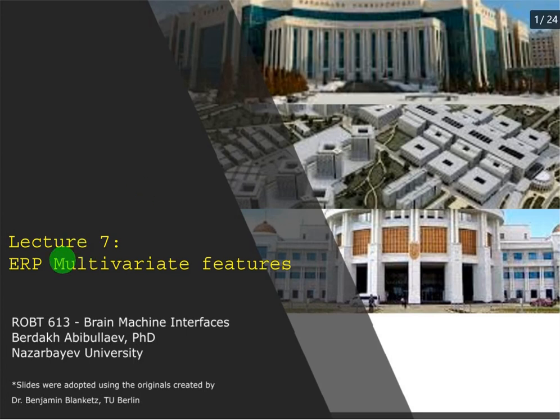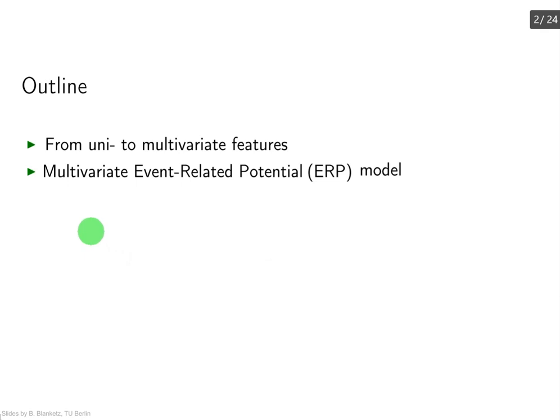In today's lecture, we will continue our topic on event-related potentials and we'll discuss multivariate feature representations. The outline of today's lecture is as follows. First, we discuss univariate features and how we can extend them to multivariate features. And then we talk about the multivariate ERP model.